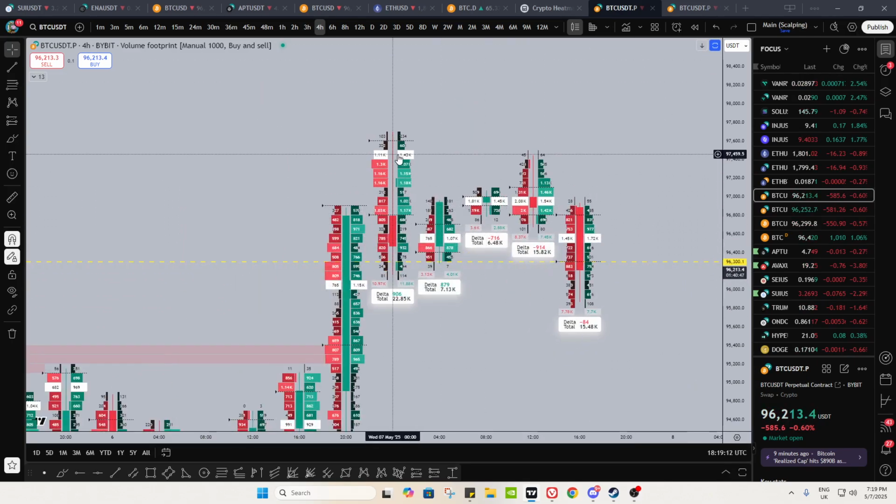But being able to read this, being able to see that there was absorption there, at least gave you a heads up that, okay, until you can get above that point of control, you're not likely to go higher. And that would have given you, even as a scalp, this short here, right? Which is why I emphasize order flow so much. You don't get information like that just off your traditional candlestick charts, right?